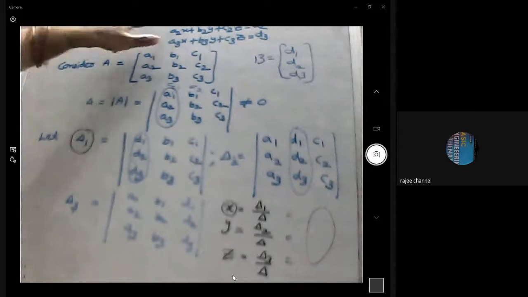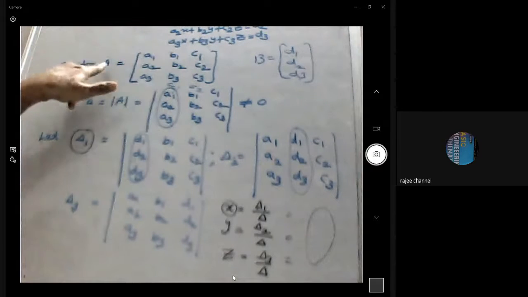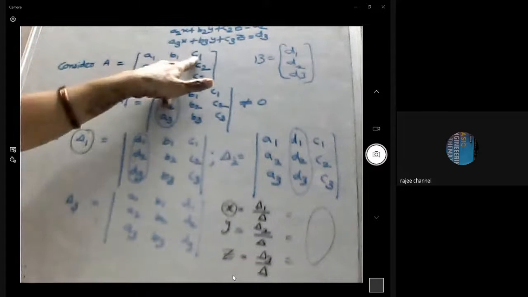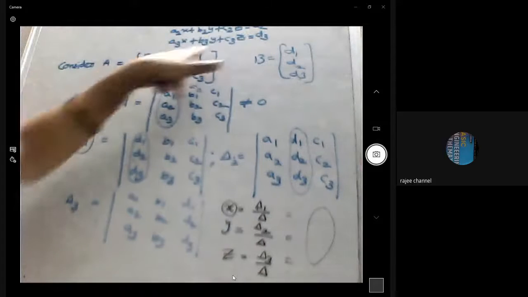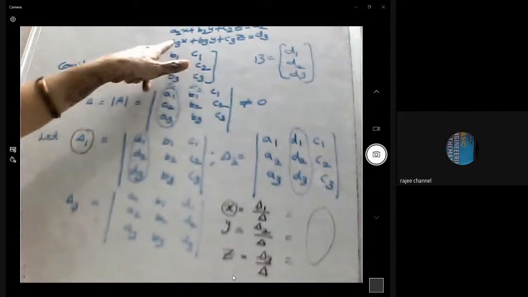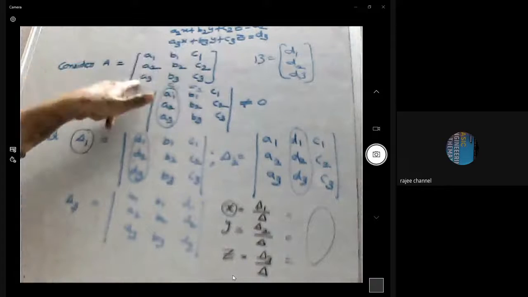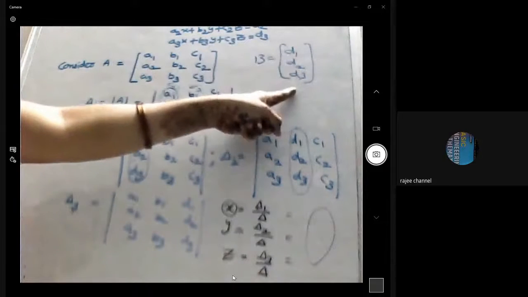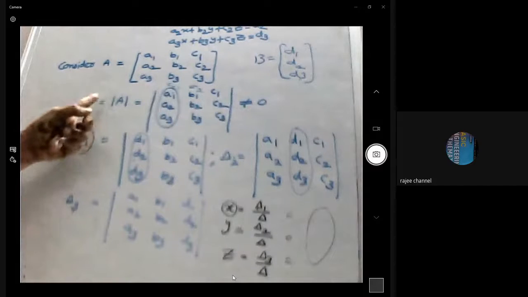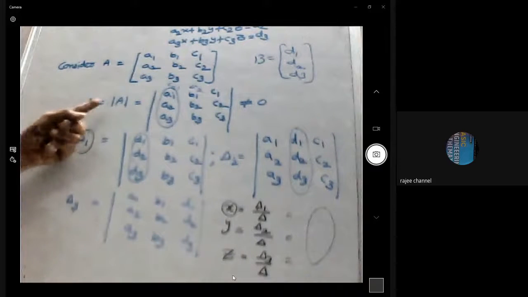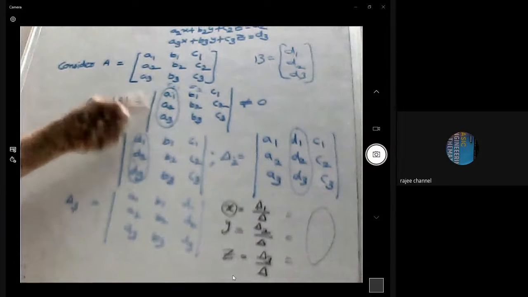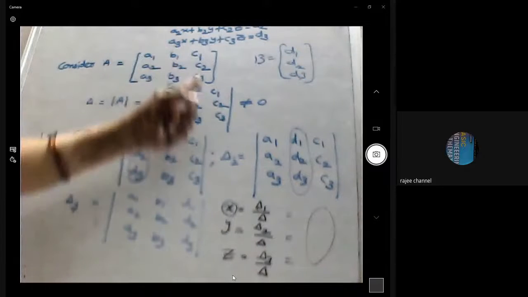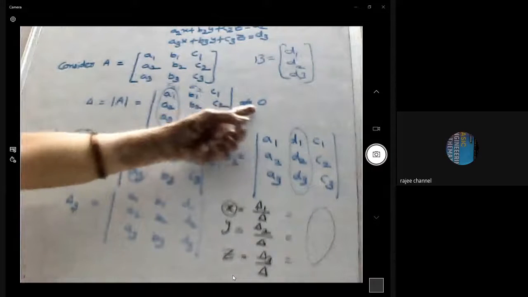First, for the given linear equations, we consider the matrix A. The first equation's x, y, z coefficients are taken as the first row. The second equation's x, y, z coefficients are taken in the second row. And the third equation's coefficients are taken as the third row. Next, the constants B equal d1, d2, d3. So next, we find determinant A, that is nothing but delta. The delta value equals the determinant of A, that is a1, a2, a3, b1, b2, b3, c1, c2, c3. This value is not equal to 0.